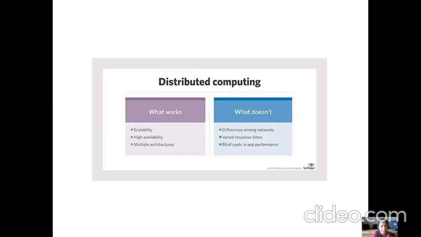Distributed computing works for scalability, high availability and multiple architectures. So it works whenever scalability, high availability or multiple architectures are involved. It will not work when there are differences among the networks, if the response time varies, or if there are blind spots in the app performance.